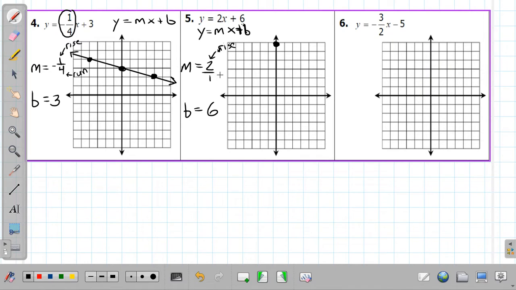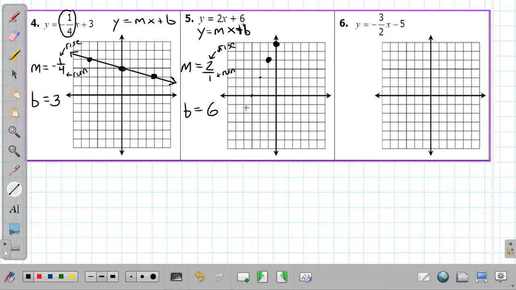2 and over 1. So that means I've got to go down 2, but then I've got to think, well, in this case, I need a positive 2 slope, so I'm going to have to go to the left. Where, once again, if I plot those 2 points, I can go another one here. I can go down 2 over 1 here. So regardless, I should get all these points on the same line.